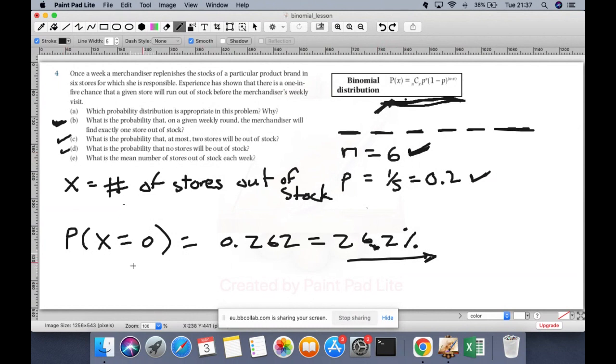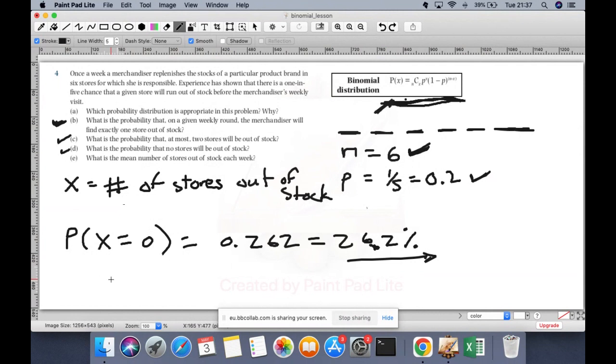26.2%. Remember, provide an interpretation or provide a statement to conclude your answer. All right. And then the last one is E. And E is actually quite simple, right? What is the mean number of stores out of stock each week?